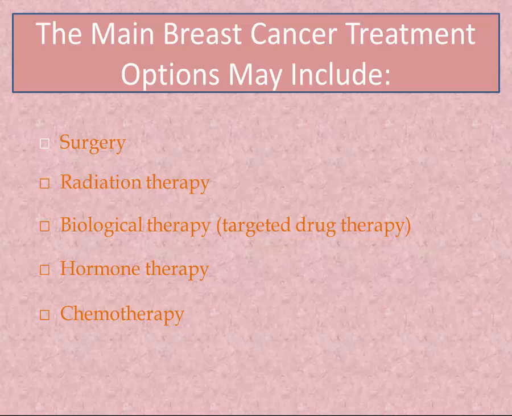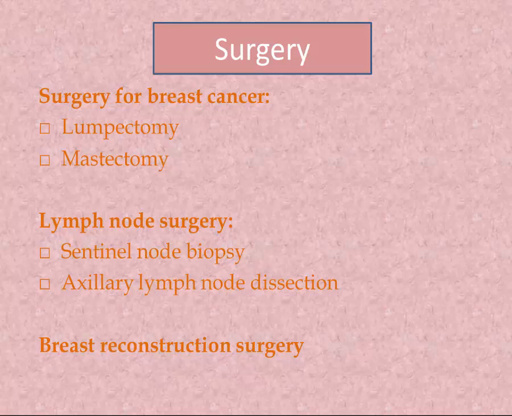The main breast cancer treatment options may include surgery, radiation therapy, biological therapy, targeted drug therapy, hormone therapy, chemotherapy. Surgery for breast cancer: lumpectomy, mastectomy, lymph node surgery, sentinel node biopsy, axillary lymph node dissection, breast reconstruction surgery.